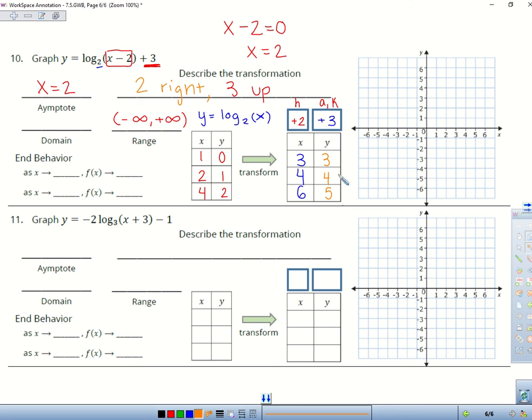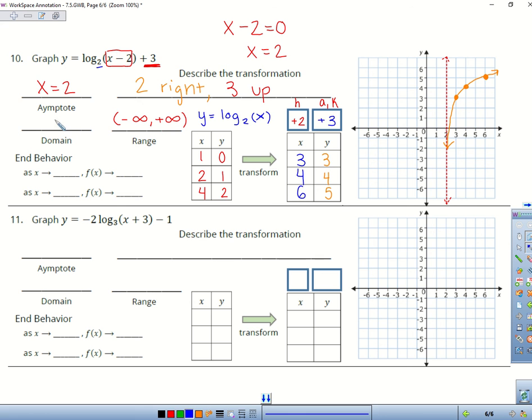Now we're going to plot our actual graph. 3, 3, 4, 4, and 6, 5. Before we connect, we're going to plot our asymptote, which we determined to be at positive 2, right here. And then our graph always hugs the asymptote, gets really close to it, but doesn't quite touch it. Of course, ours is going to technically touch it. That's okay.